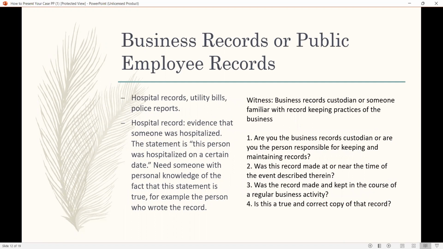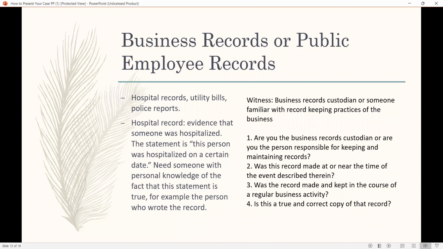This will come up a lot with business records or public employee records. Hospital records, utility bills, and police reports are considered public employee records. With a hospital record, you'll oftentimes want evidence that someone was hospitalized, for example. The statement is, this person was hospitalized on a certain date.